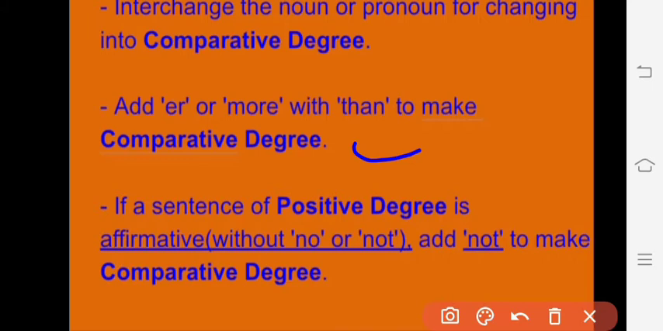If the sentence of a positive degree is affirmative, means without no or not, it is called an affirmative sentence. And while you convert this positive degree affirmative sentence into comparative, you must apply not, but the sentence meaning should remain the same. Let's go to the example so you can understand easily.